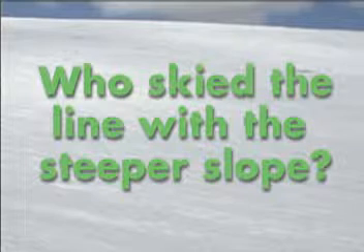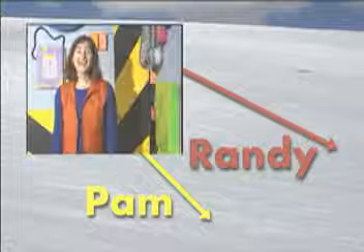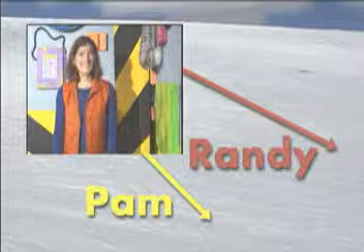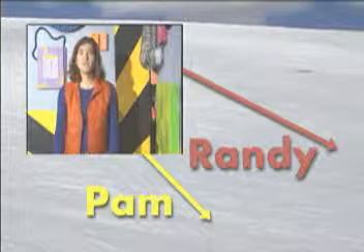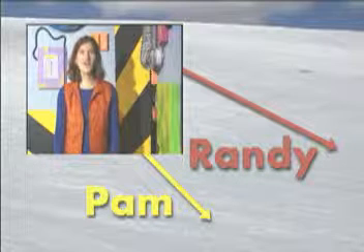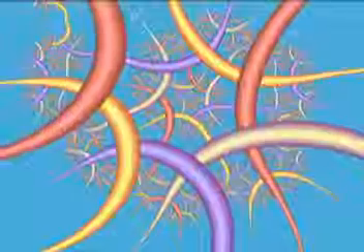Who skied the line with the steeper slope? Was it Pam or was it Randy? It looks like I skied the line with the steeper slope. But let's check the math out, just to be sure. Remember, the line whose slope has the greatest absolute value is the steeper line.